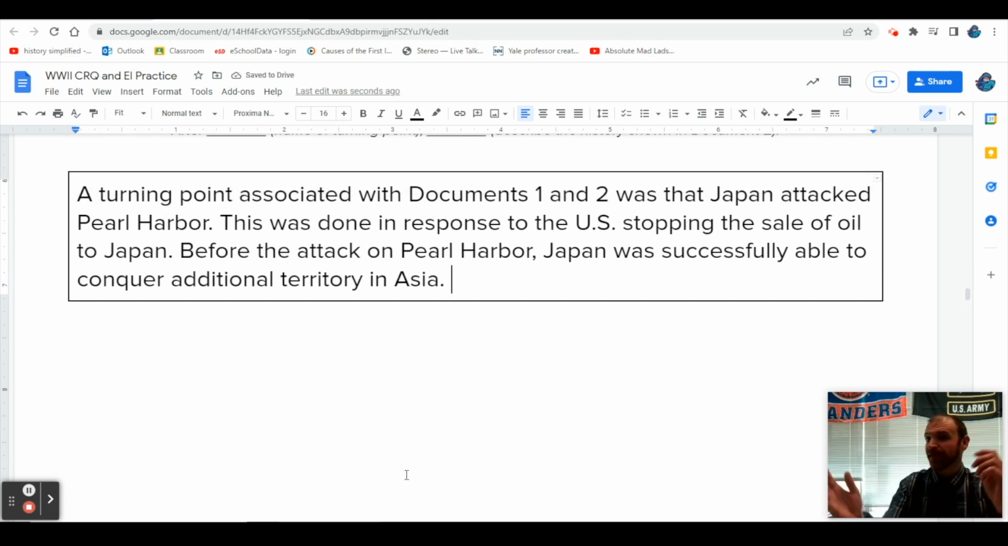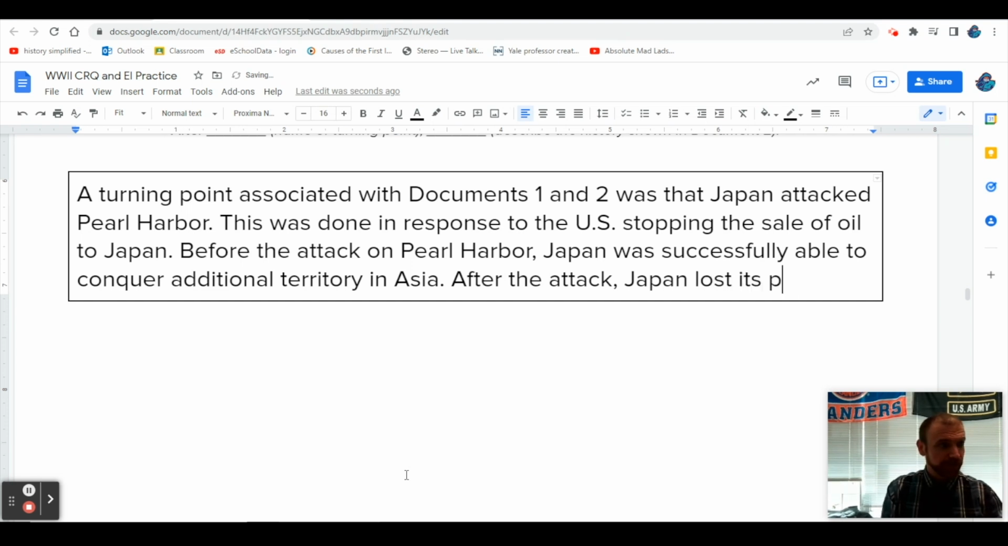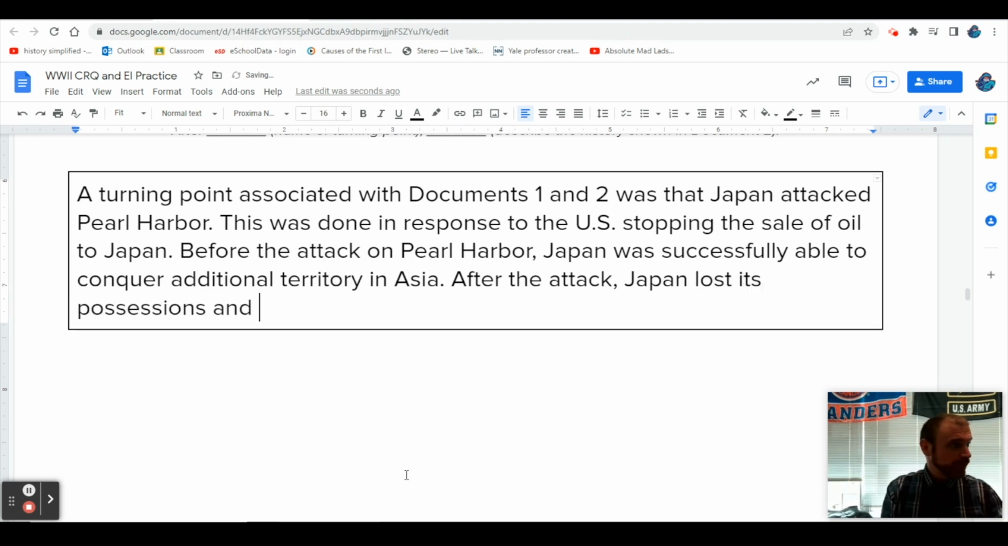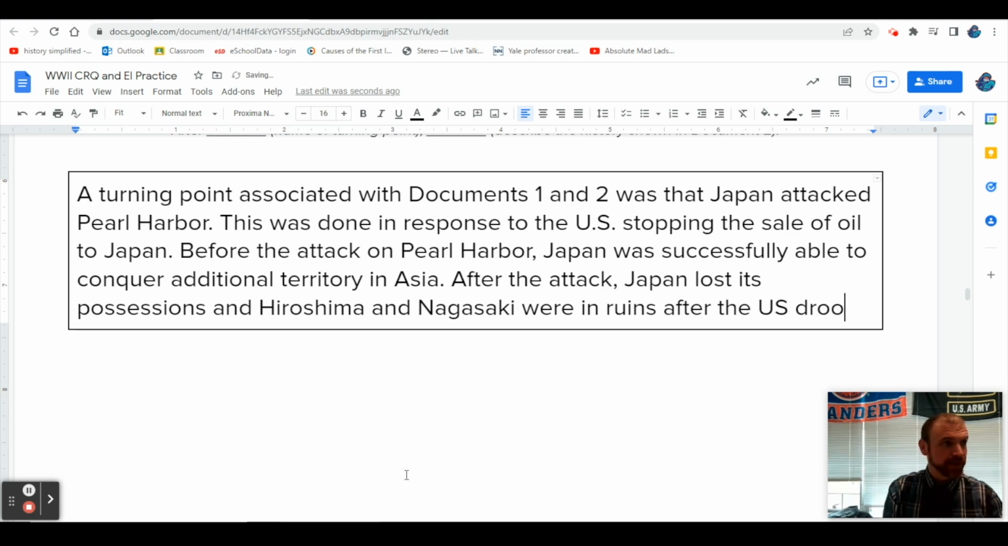That's the before, and that's the evidence from document 1, right? They're expanding their territory. After the attack, Japan lost its possessions, and Hiroshima and Nagasaki were in ruins after the U.S. dropped atomic bombs.